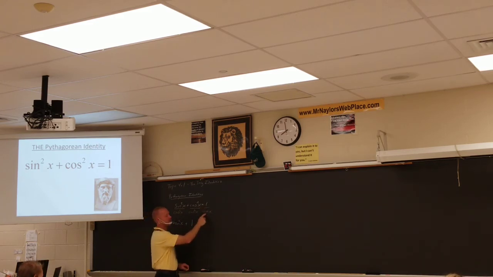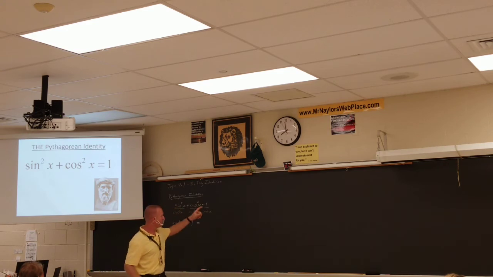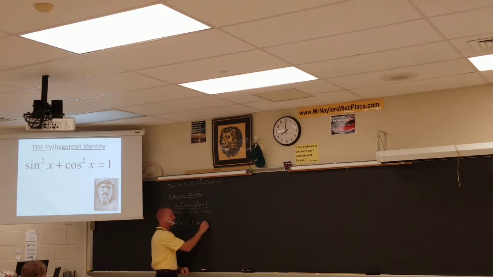1 over cosine squared. Now, a few moments ago, we looked at something on the screen that said 1 over, actually it was 1 over sine. But here's 1 over cosine squared. Secant squared. Good. Secant squared.